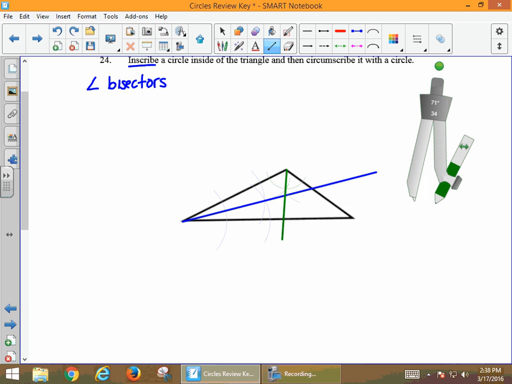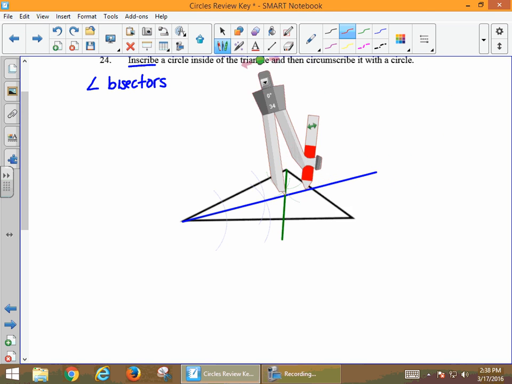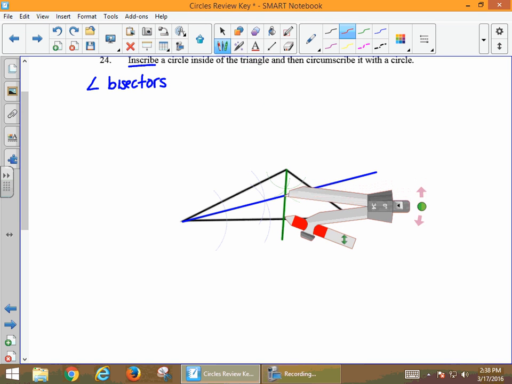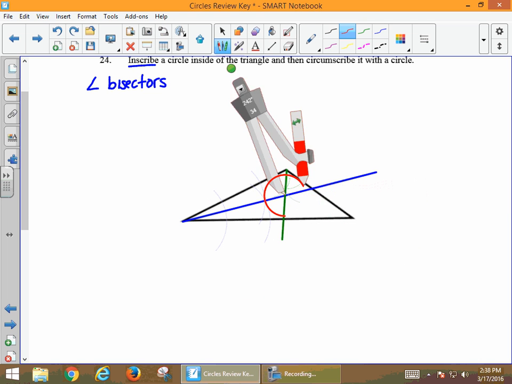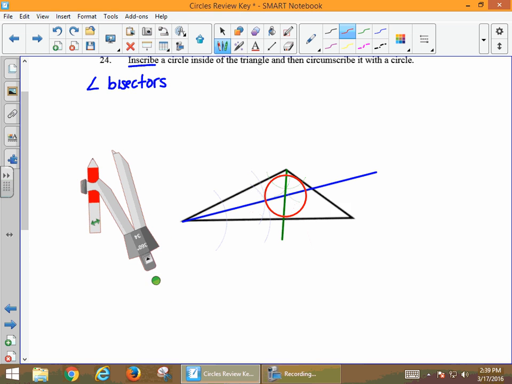So this is my center. So when I want to put my circle inside of this triangle, this becomes my center. And I will open this thing up until it touches one side, so about right there. And I go around the inside. And it should touch something like that. So you'll notice that it's really, really close. Remember, I'm not going to be grading this to see how perfect your circle is. As long as I can see that you were doing two angle bisectors correctly, I'll be good for that.